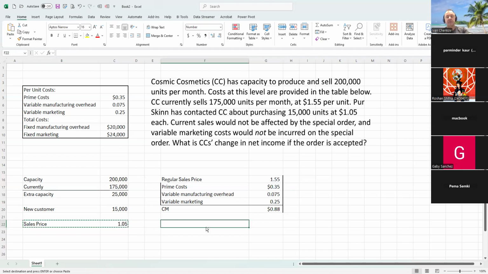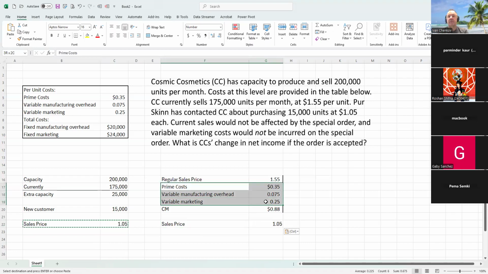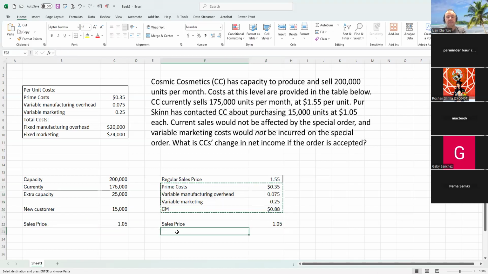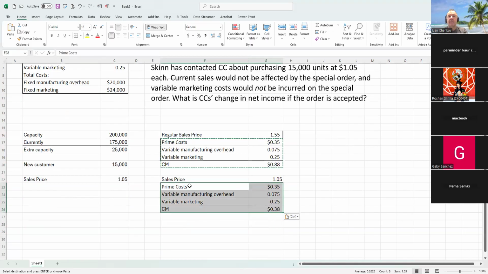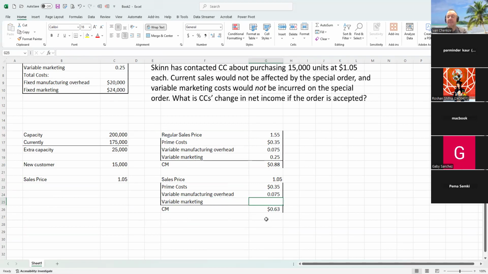can we generate contribution margin? Well, what's gonna stay, what's gonna go? No variable marketing. So prime cost gonna stay, right? Yes. Variable manufacturing overhead is gonna stay. Variable marketing, no, gone. That will be zero. Are we generating contribution margin? Yes. Looks like it, right?